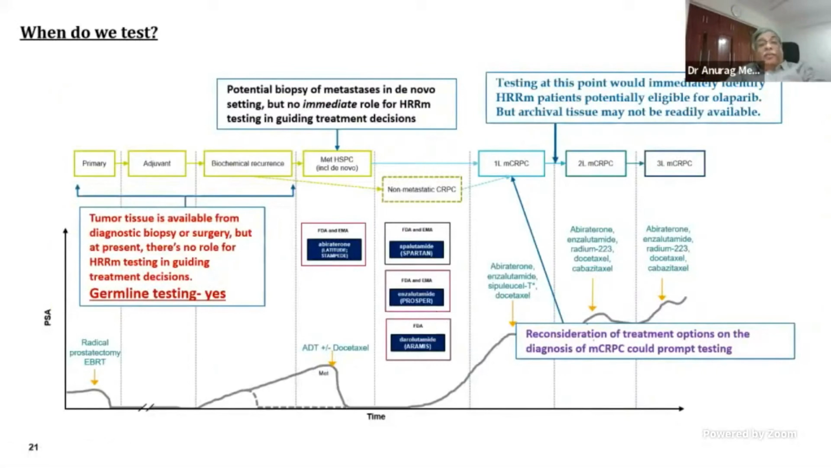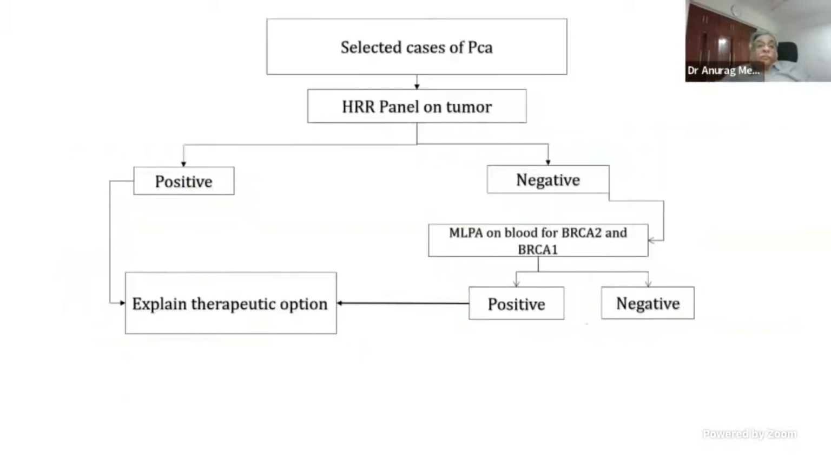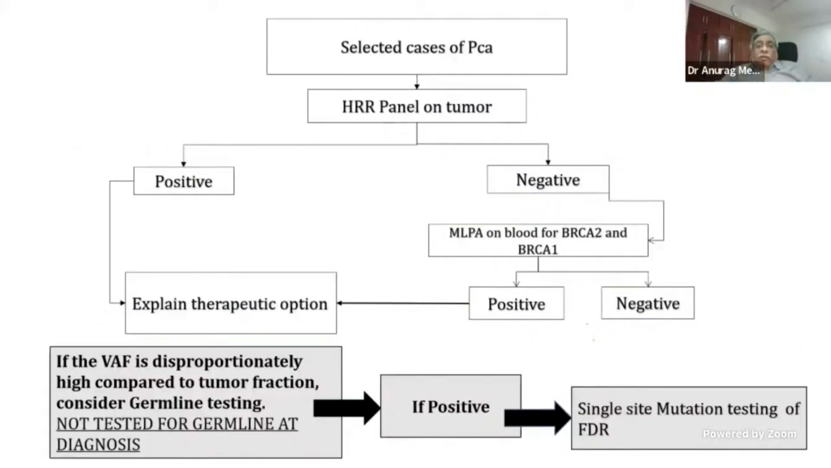And what is the time when you shall test? Well, you can test at the time of diagnosis, you can test at the time when the first metastasis happened, but I think the most ideal time will be when the first line of treatment in metastatic prostate cancer has failed, and one has the option of using PARP inhibitors. So I will give this a go.